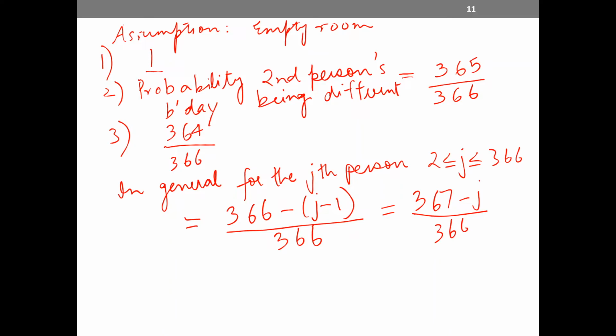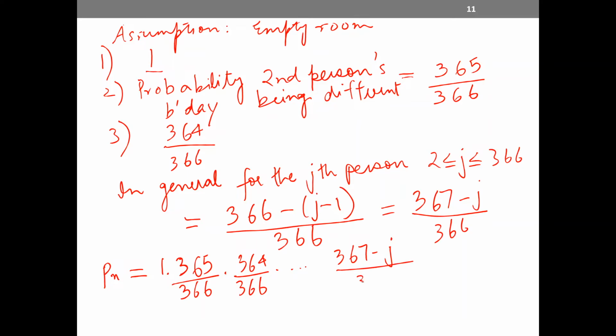From our assumption of independence, my P(n), which I defined earlier, is going to be 1 times 365 over 366 times 364 over 366. I'm multiplying all the probabilities because they are now independent, and so on up to (367 minus j) over 366. So what is 1 minus P(n)? 1 minus P(n) is going to be 1 minus all of this.